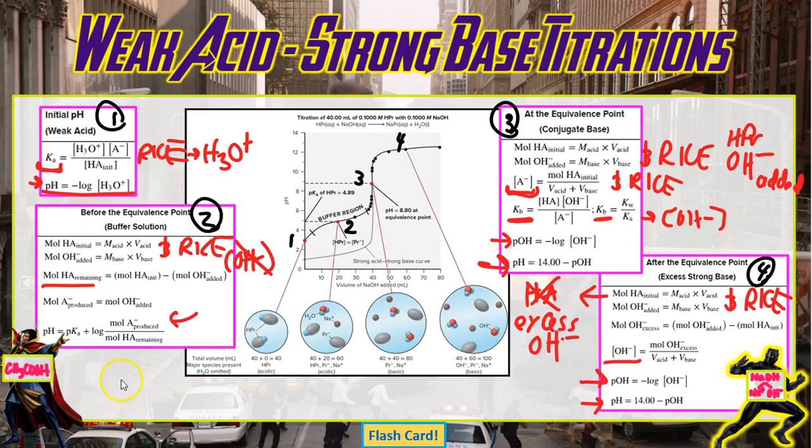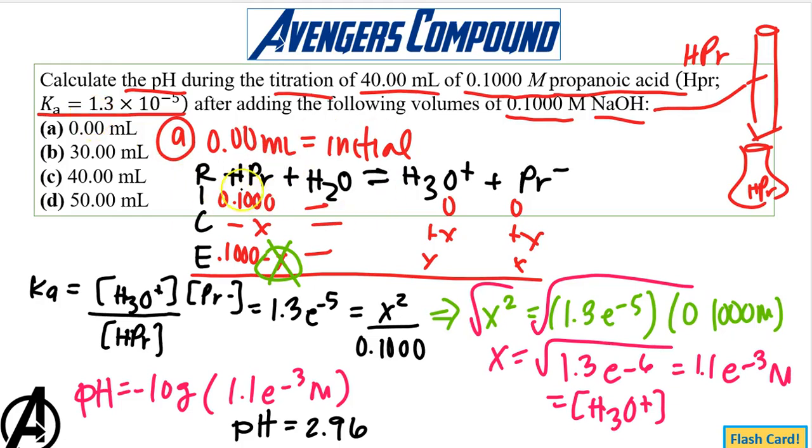Is it going to be a very long example that you see in your exam? No. Could it be something you see in the homework? Yes. Since we're starting off initially, we're going to mainly have a solution of our weak acid. So I'm going to take my weak acid, which is propanoic acid, HPr, mix it with water for my reaction for my RICE table to produce H3O plus and its conjugate base.